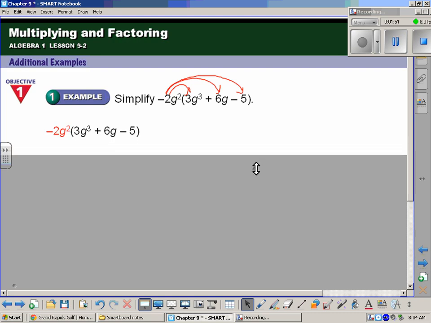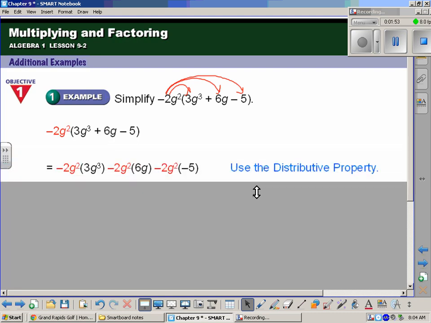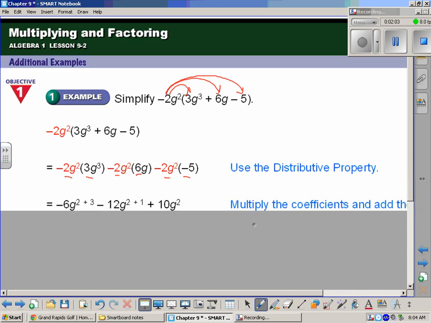That's all that's showing. And that's what this is showing. This is showing the negative 2g squared times every single term on the inside. It's everything that our arrows do. It's just explaining it in a slightly different way.